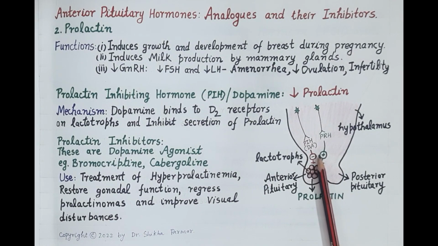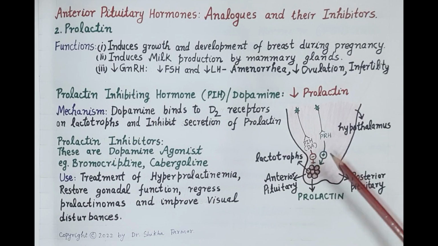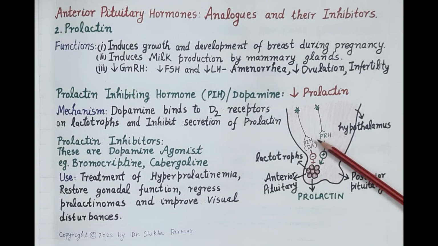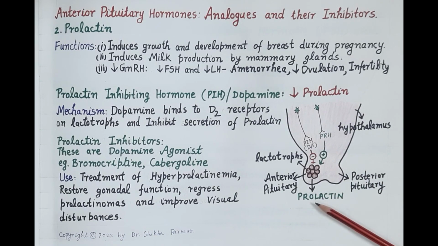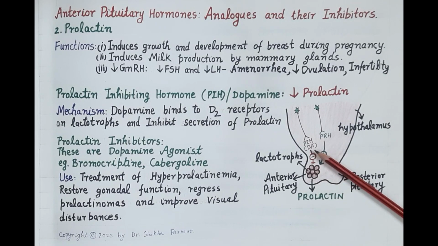Now let's discuss prolactin inhibiting hormone, that is PIH. PIH is also termed dopamine. Dopamine inhibits secretion of prolactin. So look at this figure. PIH or dopamine released by the hypothalamus binds to dopamine D2 receptors on lactotrophs and inhibits secretion of prolactin. Now, as dopamine inhibits secretion of prolactin, dopamine agonists also inhibit the secretion of prolactin.